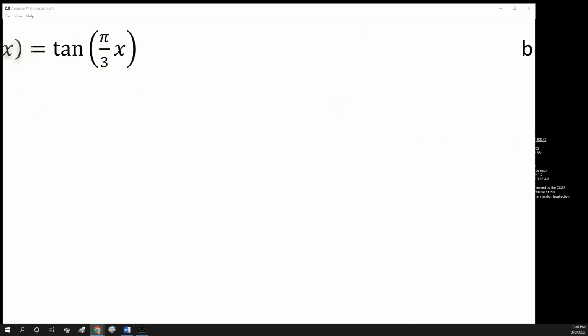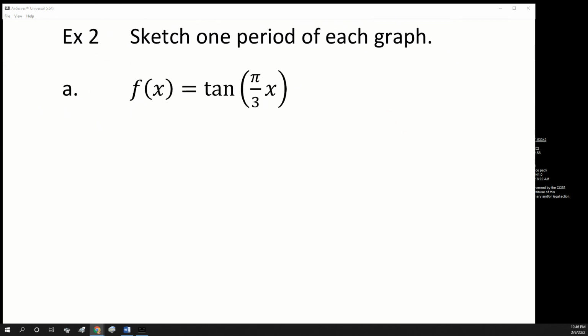All right, so let's do a couple of graphs. So for tangent, really, all we need to figure out, because the ones I'm giving you aren't going to have a shift left or right or up or down, really. So we really just need to know the period. When we know the period, we can do it. So for the period, remember, because it's tangent, it's pi divided by pi over 3, or just 3.